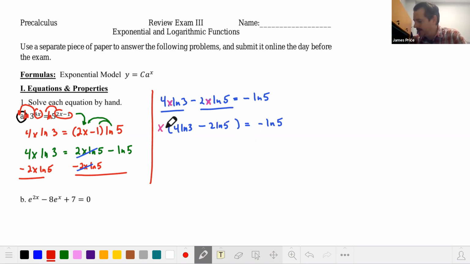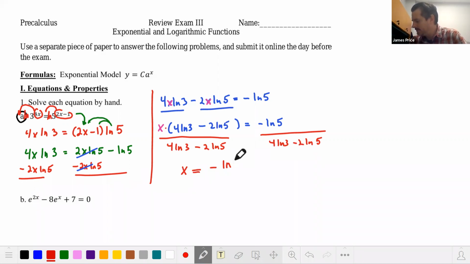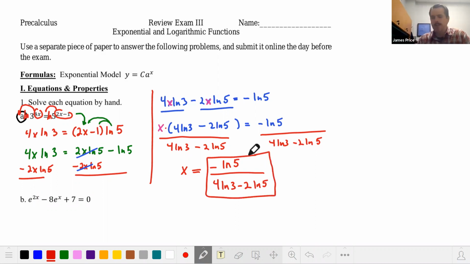And so now, since we're multiplying by this crazy thing, we can just divide it out on both sides. So we divide by 4 ln of 3 minus 2 ln of 5 on the left, and the same thing on the right. And so we get x equal to negative ln of 5 divided by 4 ln of 3 minus 2 ln of 5. That's our exact answer.